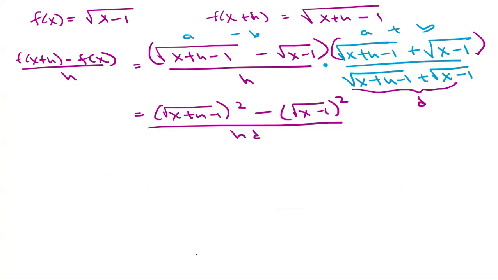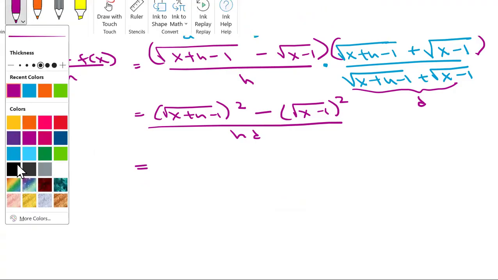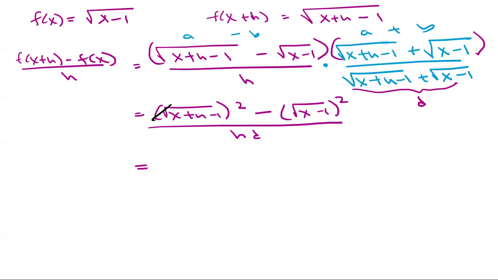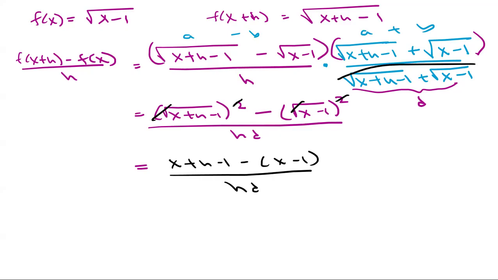All right, so now we have the radical and the square, so they're going to cancel. This cancels with that, and the radical and the square goes away. So we have x plus h minus 1 minus, again, put this in parentheses, x minus 1, and I have hD. Again, that D represents this bottom portion of the denominator, just to simplify it so I don't have to keep writing that whole thing out.